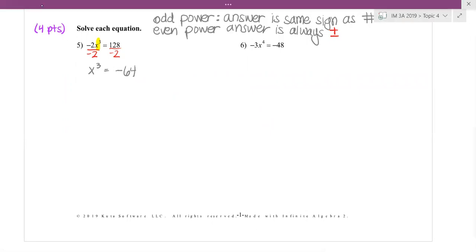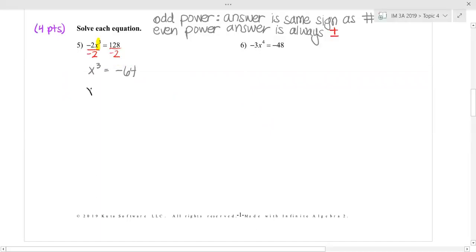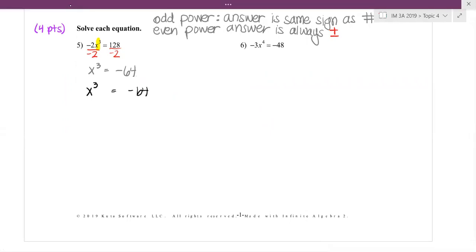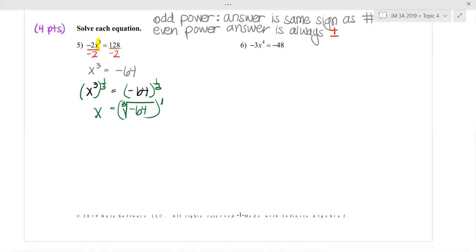Remember that strategically what I'm doing to find the answer is taking x cubed equals -64, and I'm using the reciprocal power of that 3, so the 1/3 power, which means that I'm taking the cube root of -64 raised to the 1st power in order to get x by itself. So when I'm solving this problem, I am identifying the cube root of -64.